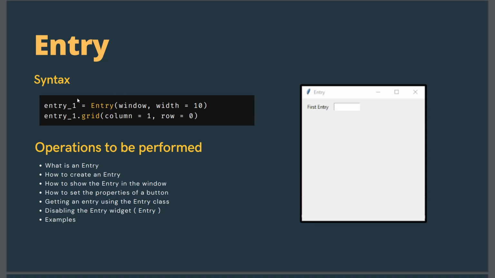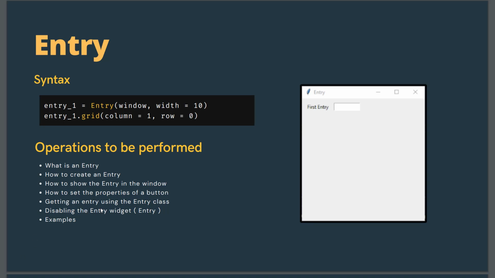So this is the syntax to create an entry in Tkinter, okay? It uses the class Entry, then here we give the options that we require. So in this video we are going to do operations like how to create the entry, how to show the entry in the window, and how to set the properties of entries. Sorry, it's supposed to be entry, not button, my mistake.